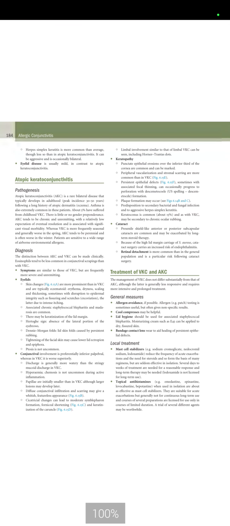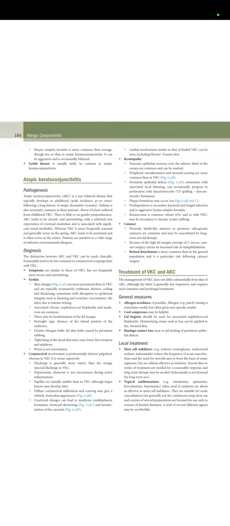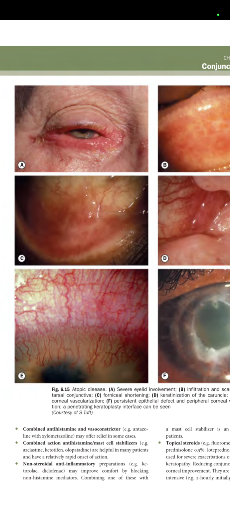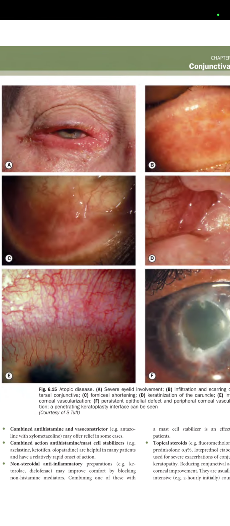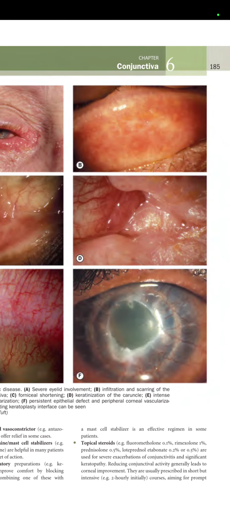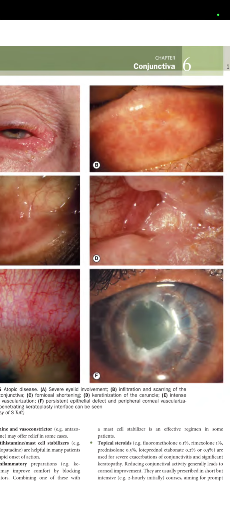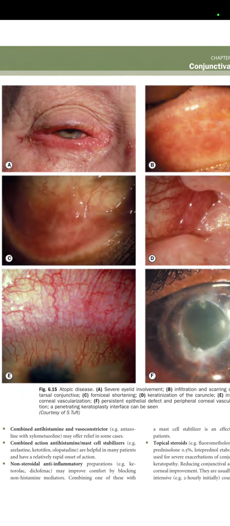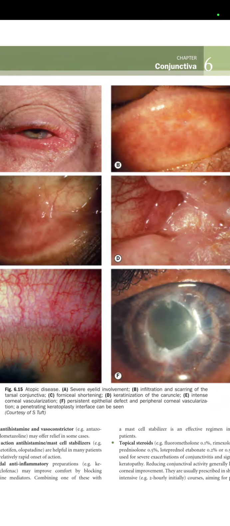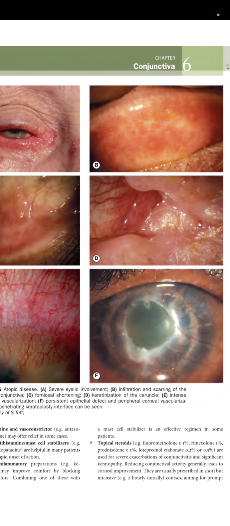So let's see figure 6.15. 6.15 is showing atopic disease with severe lid involvement. You can see the redness on the eyelid. There is scaling, and there is keratinization of the eyelid. B is showing the infiltration and scarring of the tarsal conjunctiva. C is showing the fornical shortening. The fornix is a little bit short, and D is showing the keratinization of the caruncle.